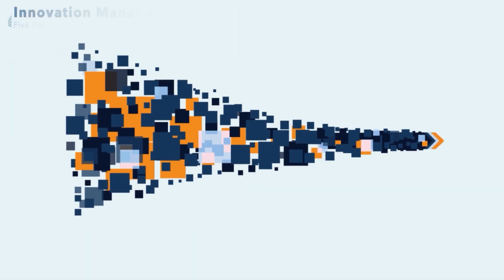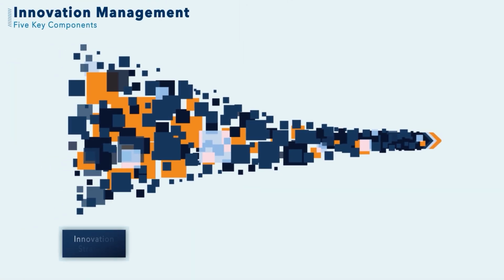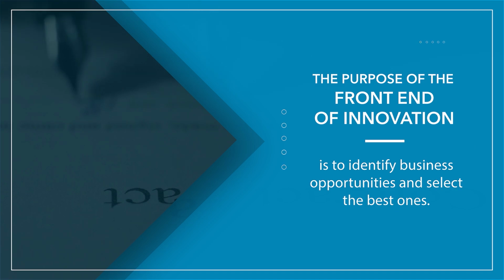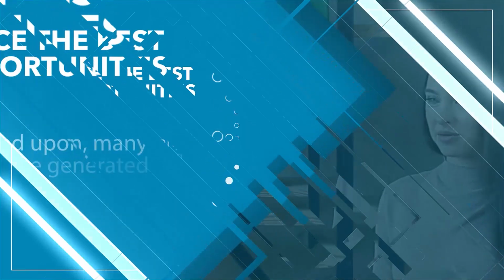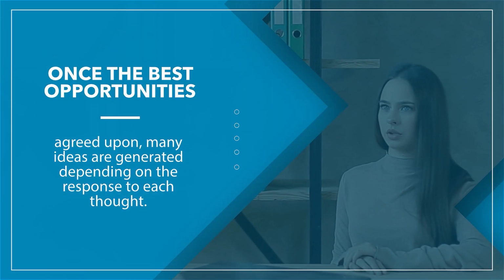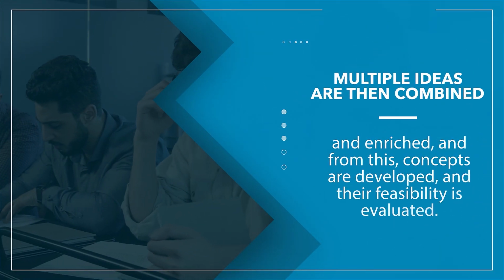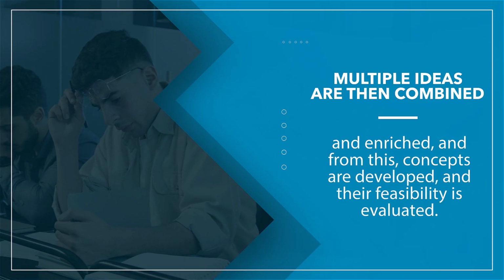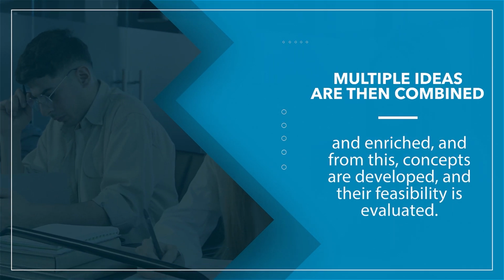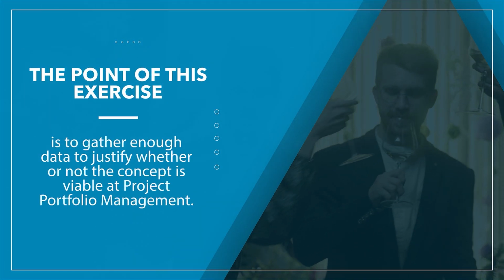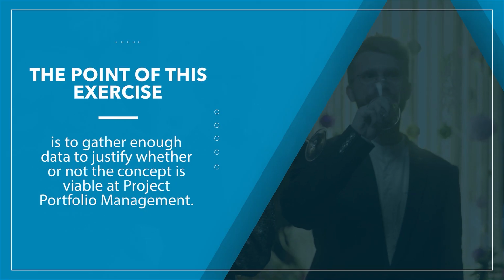Following the innovation strategy in the innovation management system comes the front end of innovation. The purpose of the front end of innovation is to identify business opportunities and select the best ones. Once the best opportunities are agreed upon, many ideas are generated depending on the response to each thought. Multiple ideas are then combined and enriched, and from this, concepts are developed and their feasibility is evaluated.